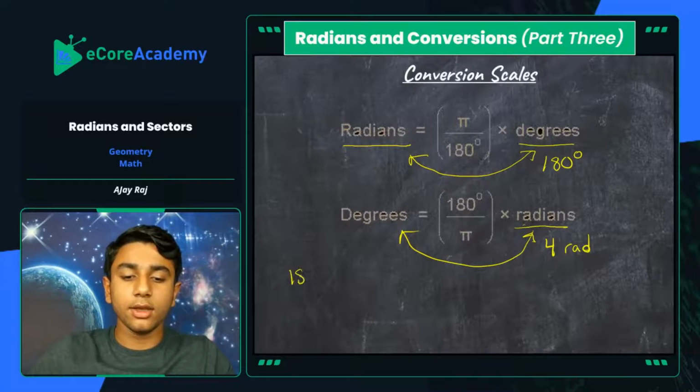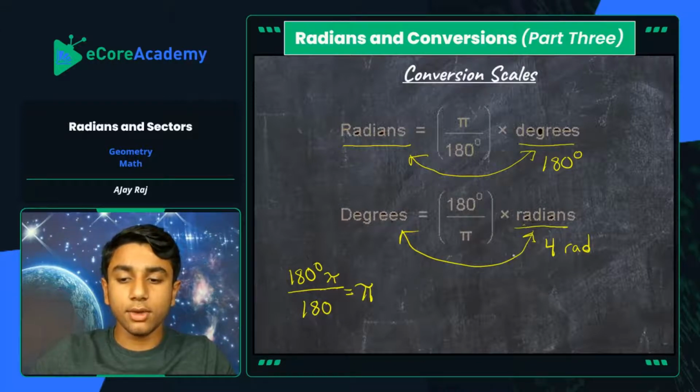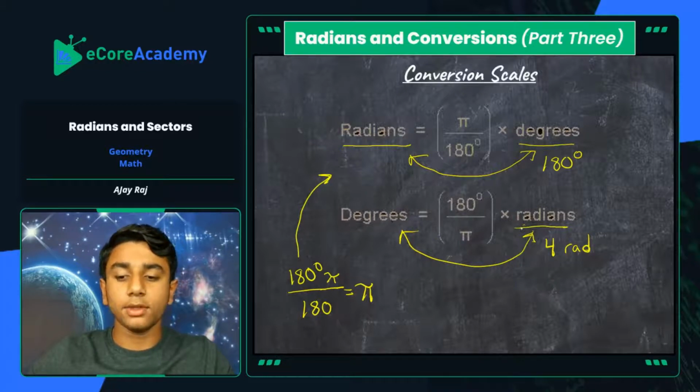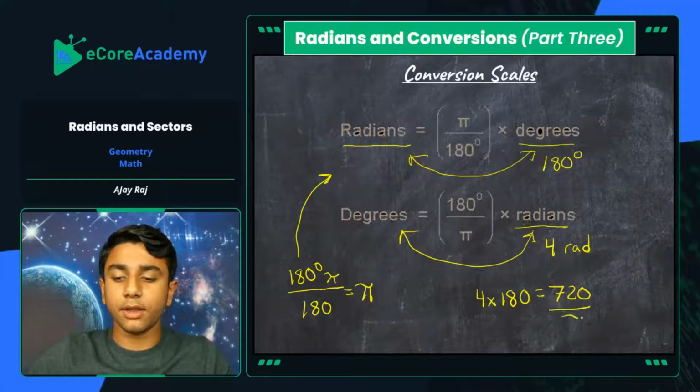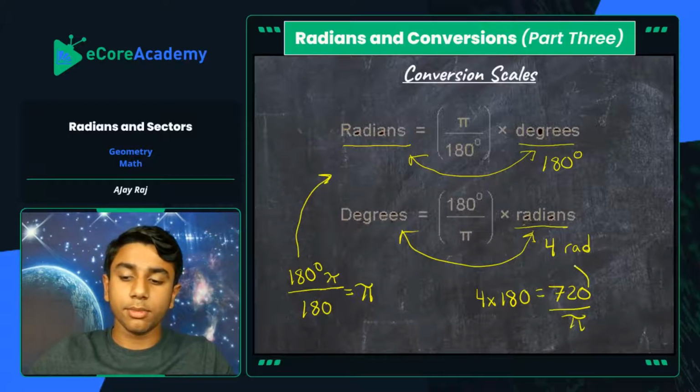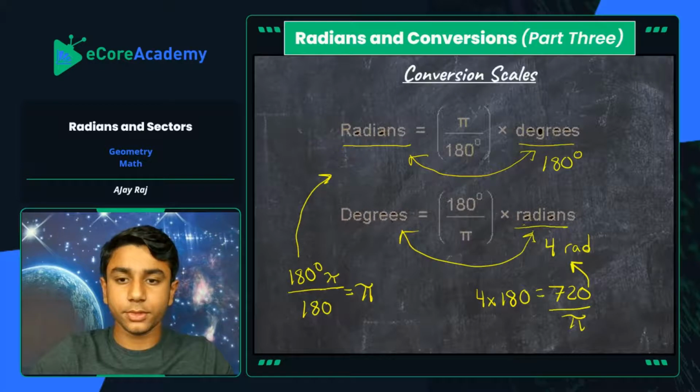So it's 180 degrees times pi over 180, which simply equals pi in this case because it's a semicircle. So they cancel out. And then for this example here, we have radians times 180 degrees divided by pi. So we're going to do 4 times 180, which equals 720. And then 720 over pi is our representation for the number of degrees for this equation. All right, let's move on.